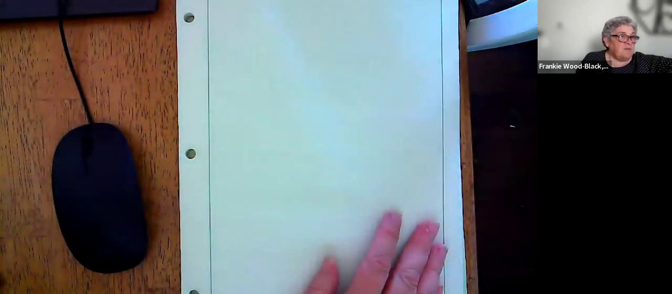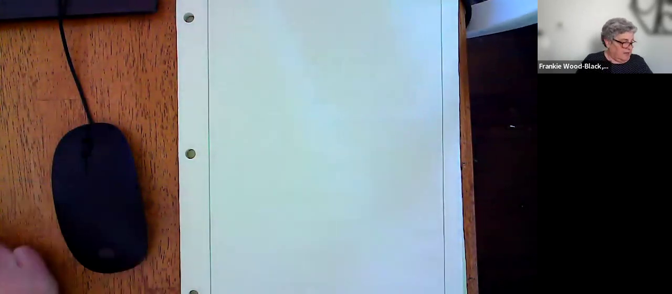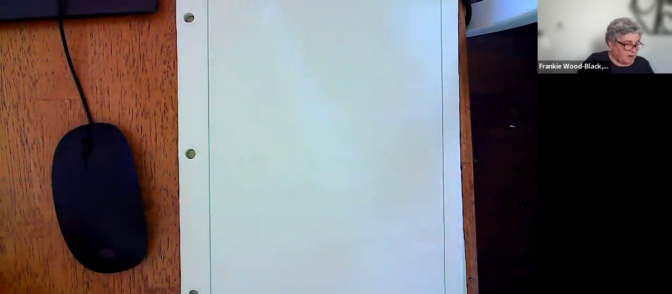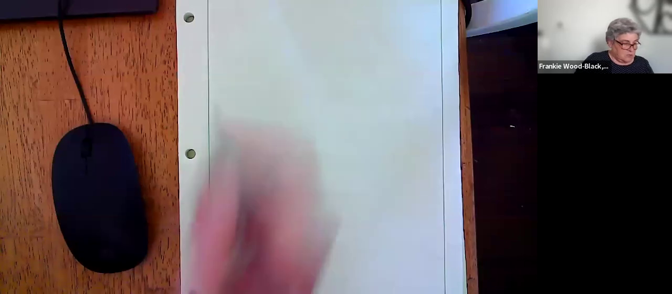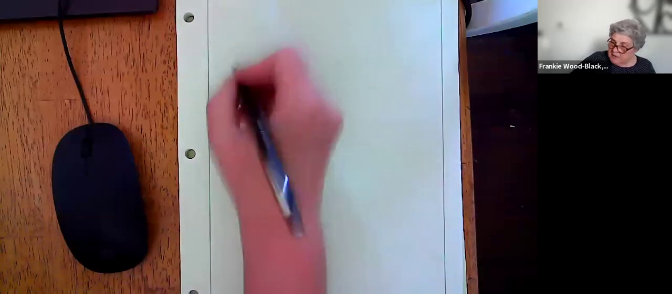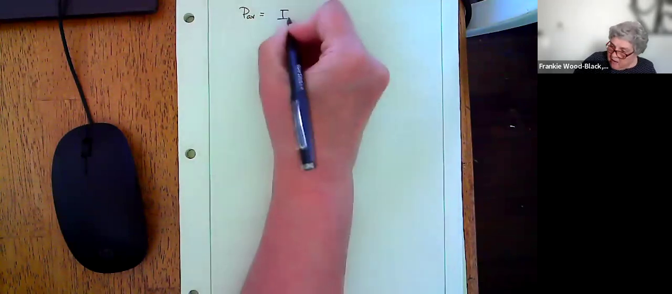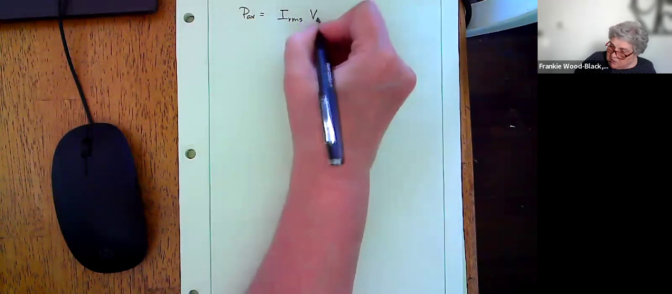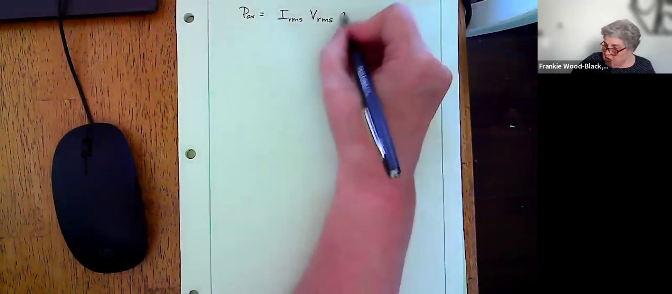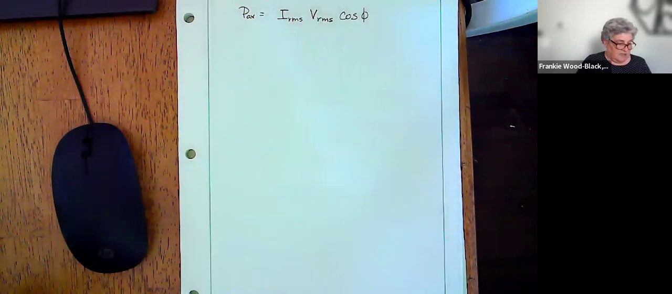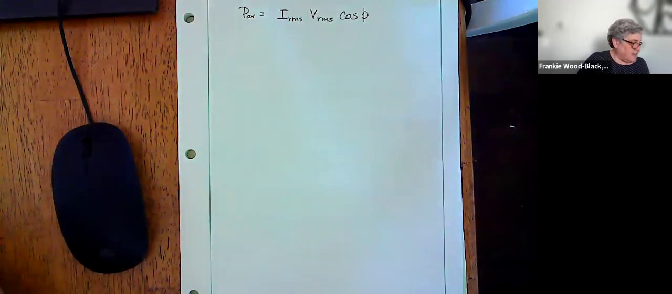Now there's one more thing that we need to talk about, because if you go outside and you come into your house, right? Oh, do you want to talk about power? Just remember that your average power is going to be I RMS, voltage RMS, cosine of whatever phase that we're dealing with. So it calculates the same way. It doesn't make a whole lot of difference.